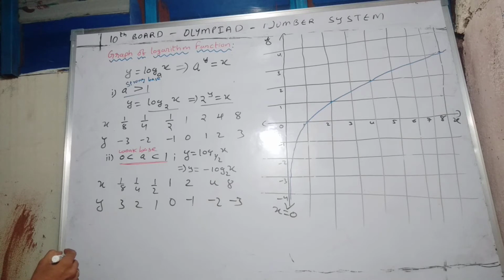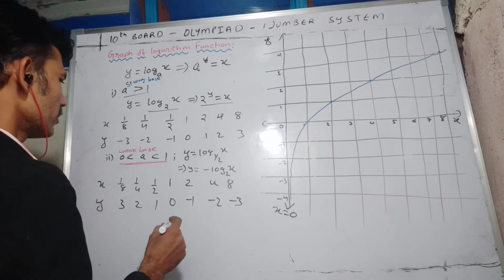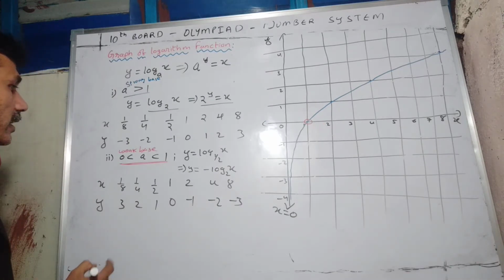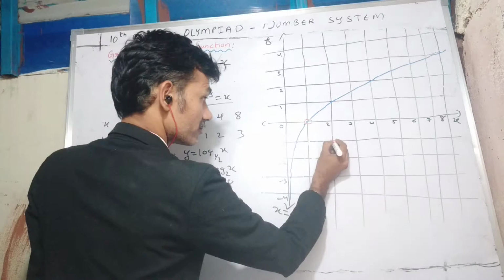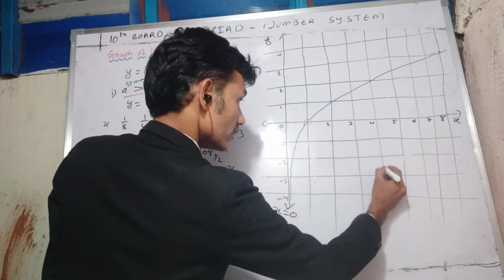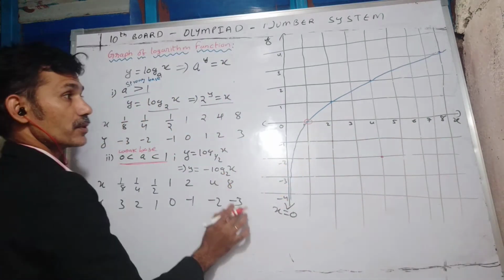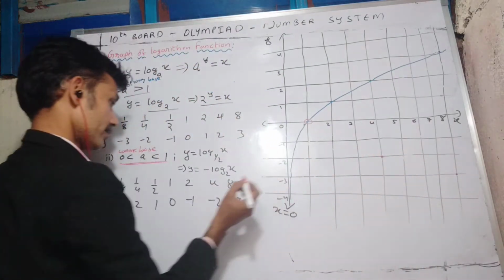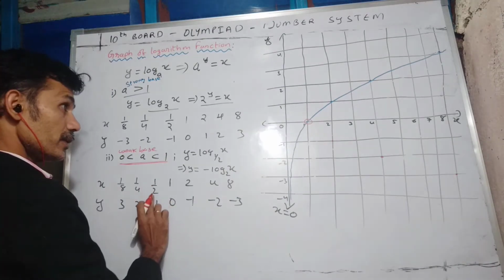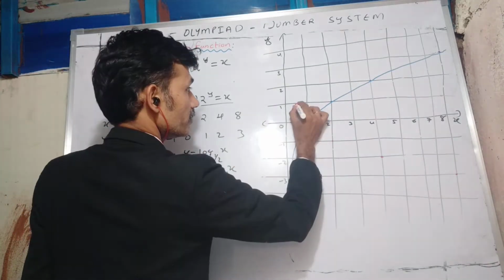Okay, now what we have to plot? Which points we have to plot? See, x values 3, 2, 1. When x is 1, y is 0, and this point will be the same. Then x equal to 2, y value is minus 1. It will come here. When x equal to 4, y value is minus 2. It will come here. When x equal to 8, minus 3. This will come here. When x value is half, it is 1. Half means exactly the middle. This will be 1.